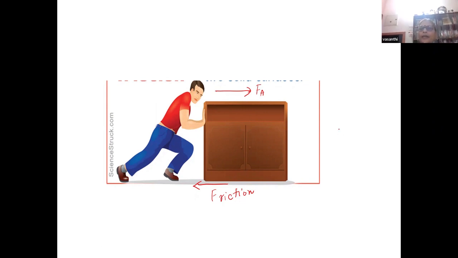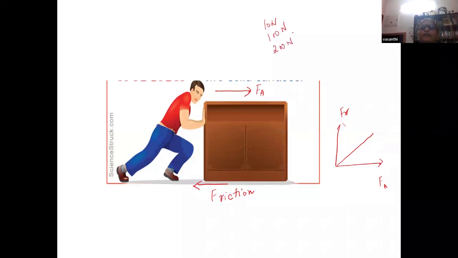So we plot a graph. FA is applied force. This is frictional force. So we say that frictional force is, what type of force? Frictional force is self-adjusting, isn't it? See now, suppose first he is applying 100 Newton, let us say. The desk is not moving. Now he is applying 200 Newton. Still the table is not moving. That means what? In proportion to the applied force, the frictional force is also increasing.